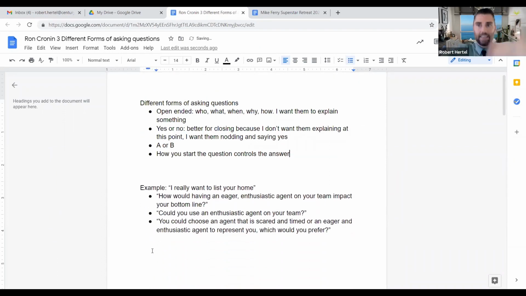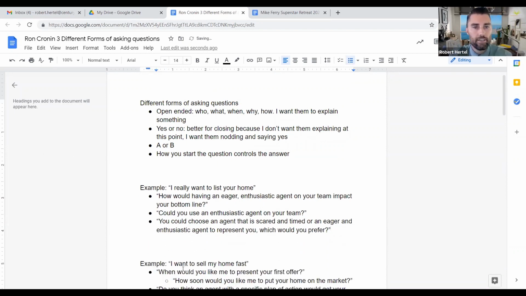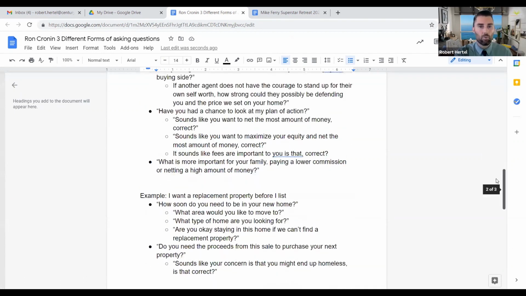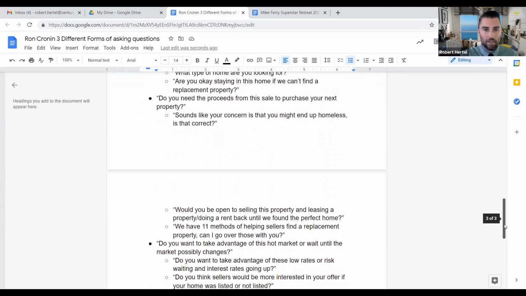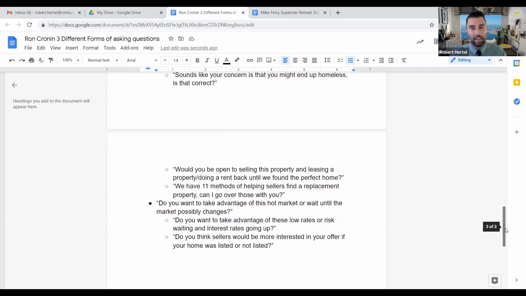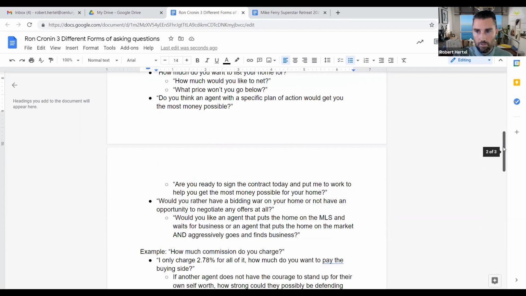But do you see how this makes a difference when you can ask questions in different formats to be able to come at it from different angles? Because sometimes with some people, you might have to do it a couple different ways. You might talk to someone and they say, I want a replacement property before I list. Well, how soon do you need to be in a new home? Well, I don't really have a time frame. Okay, let me come at it from another angle. Do you need the proceeds from the sale to purchase your next home? No? Okay. I might have to come at it from different angles for each individual person. So it's good to be able to know this. This is cool. Good job.